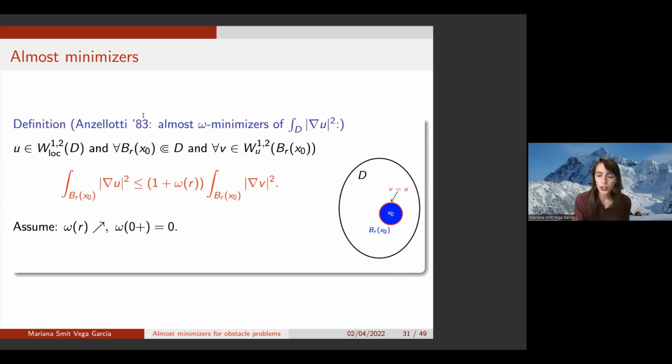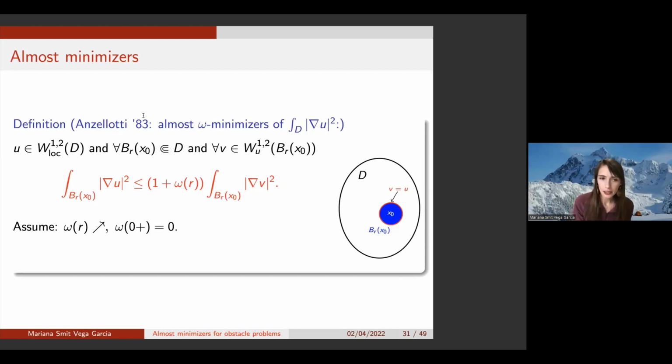Now, everybody, we've discussed what happens with these fantastic minimizers. There's already a lot of work that is still being done, but let's understand what happens if we allow ourselves to have errors. So let me start with the definition of an almost minimizer done by Anzellotti in '83. So he considered omega minimizers or almost omega minimizers of the Dirichlet energy.